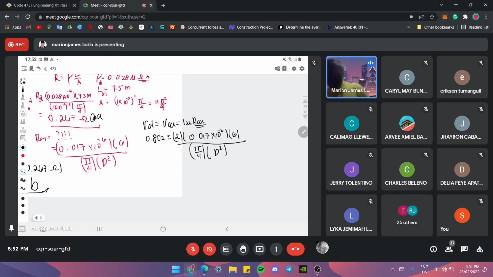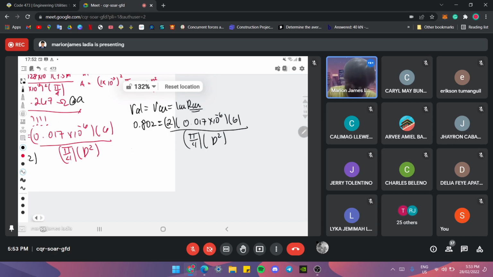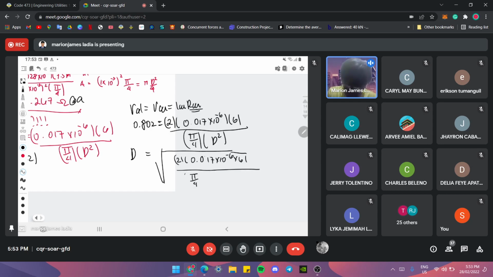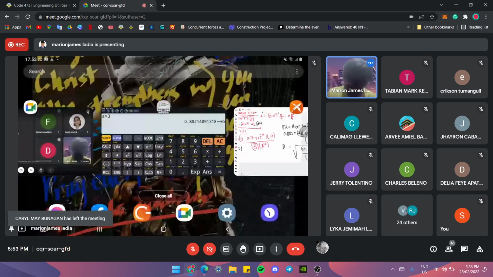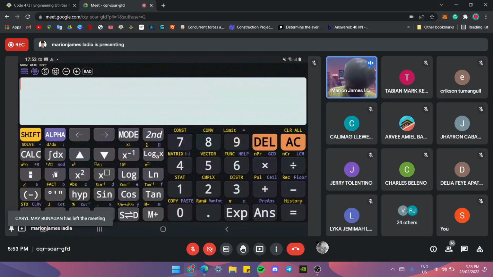May dalawa kayong option dito. Pwede kayong mag-shift solve or pwede kayong recta. Pwedeng gawin nyo, d is equal to, syempre, d squared. Pagawan ko ng square root. So, 2 multiplied by 0.017 multiplied by 10 raised to negative 6 multiplied by 6 all over pi over 4 multiplied by 0.802. Yeah, so yan. So, square root. So, easy para hindi nyo na isulat mamaya yan. So, square root na lang.